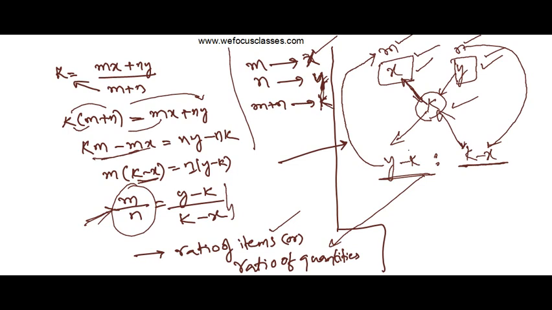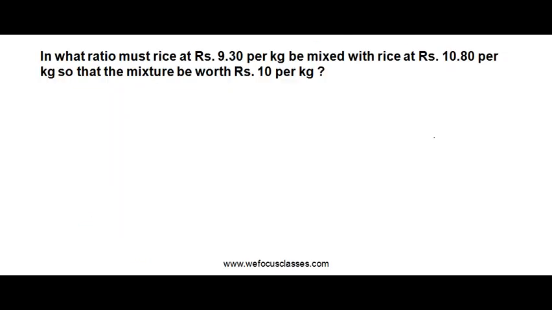Now we'll see the problem. The first problem is given like this: in what ratio must rice at rupees 9.30 per kg be mixed with rice at rupees 10.80 per kg, so that the mixture be worth rupees 10 per kg. The problem itself clearly says in what ratio, so he is asking us to find the ratio.